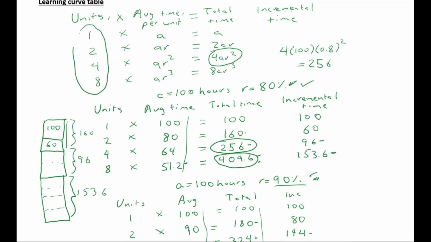Patterns 1, 2, 4, 8, etc., right? What if we need to do a calculation for 3 units, 5 units, 6, 7 units, right? We can't use the table for that purpose. Instead, then we have to use the learning curve formula, which we'll cover in an upcoming video.